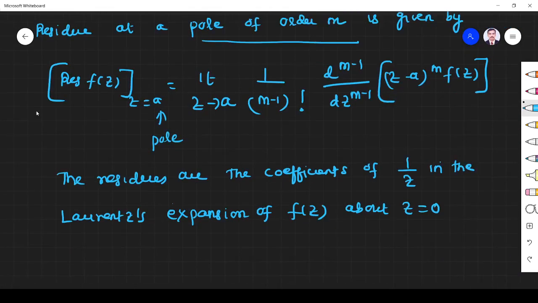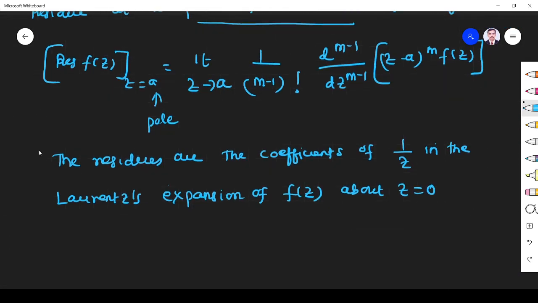And one more thing we have to remember about residues is another important definition, which helps you to solve the problem. The residues are the coefficient of 1 by z in the Laurent expansion of f of z. So if you are able to expand f of z in terms of a Laurent series, the coefficient of 1 by z is given by the residue. This also we will use to solve problems. Okay, so we have 4 points to remember, and by using these 4 points, we can solve any problems.